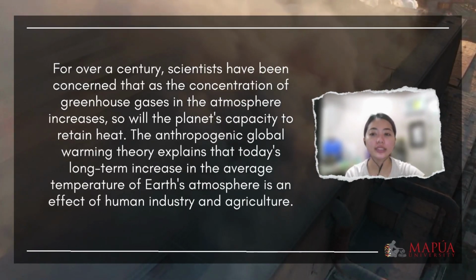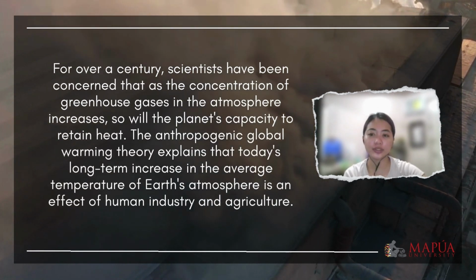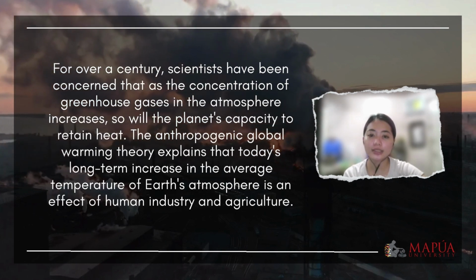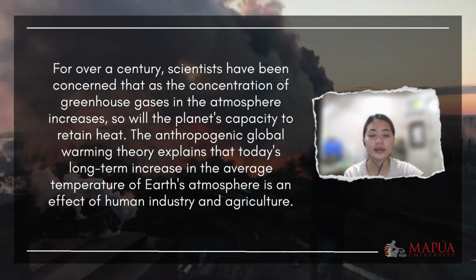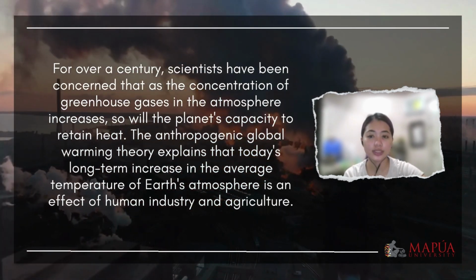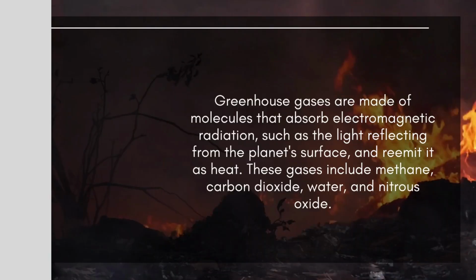For over a century, scientists have been concerned that as the concentration of greenhouse gases in the atmosphere increases, so will the planet's capacity to retain heat. The anthropogenic global warming theory explains that today's long-term increase in the average temperature of Earth's atmosphere is an effect of human industry and agriculture.